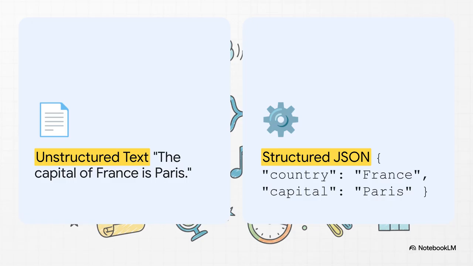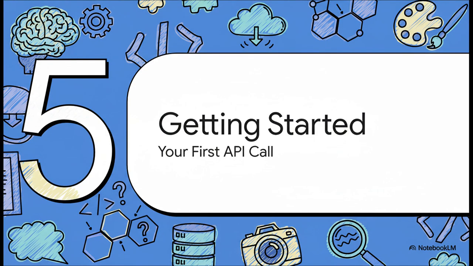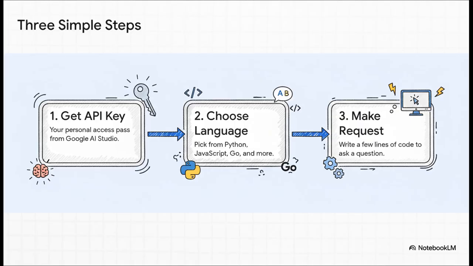Okay, so this all sounds amazing, right? But how hard is it to actually use? You might be surprised. Let's walk through what it takes to get your hands dirty and make your very first request. It really just boils down to 3 simple steps. First, you get your API key from Google AI Studio. That's basically your personal password. Second, you pick your favorite programming language. And third, you write just a tiny bit of code to send your first question to the model.